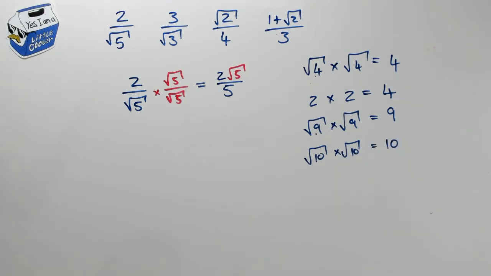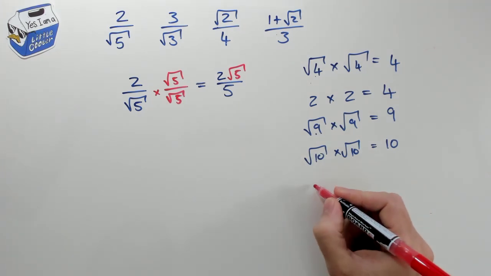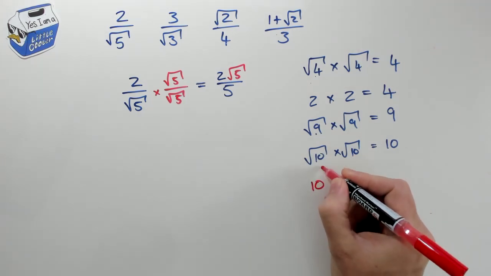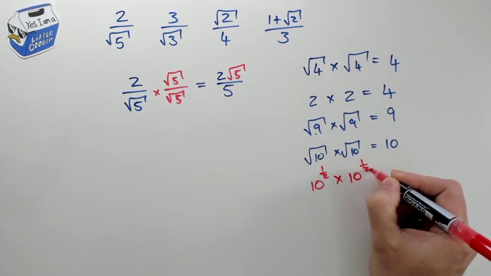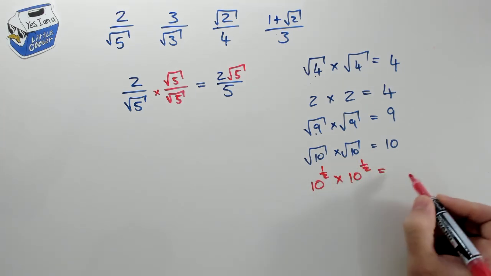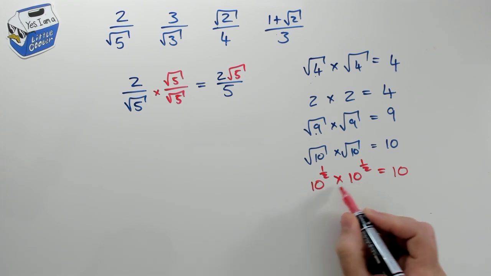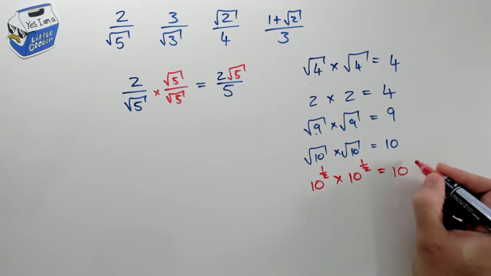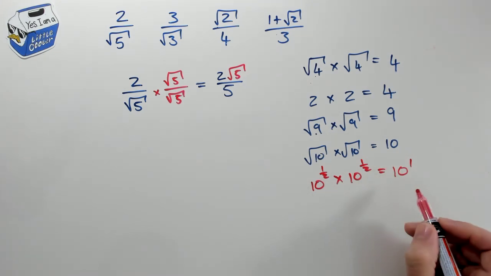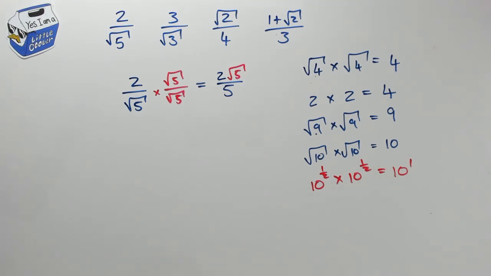If you want to go really advanced, look at indices. The square root of 10 is 10 to the power of a half, right? And if you multiply 10 to the power of a half by another 10 to the power of a half, what is the rule? The base stays the same, and I add the indices. So what's a half plus a half? That's 1. So that's the technical reason for it.